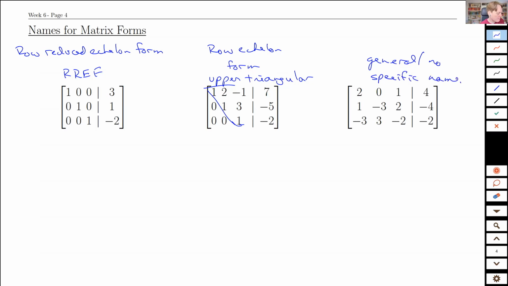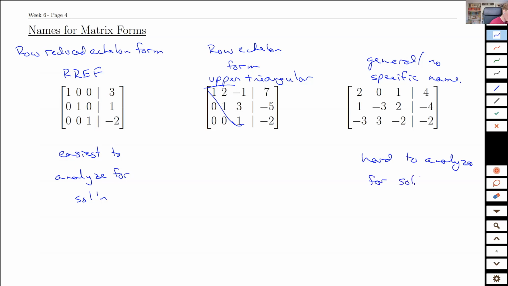All right. And this is the easiest to analyze for the solution. This is hard to analyze for the solution. To get a solution, what are X and Y and Z? And this one here is straightforward.